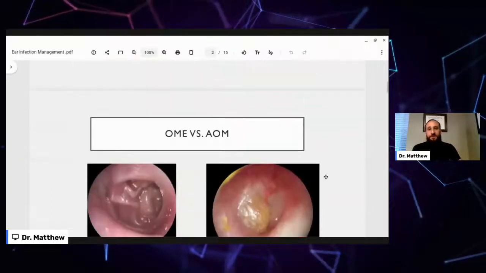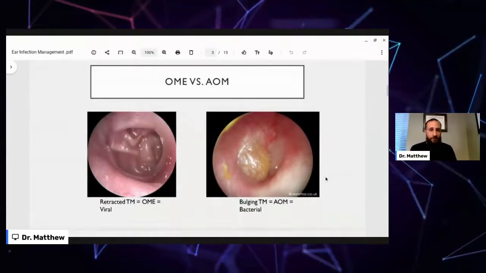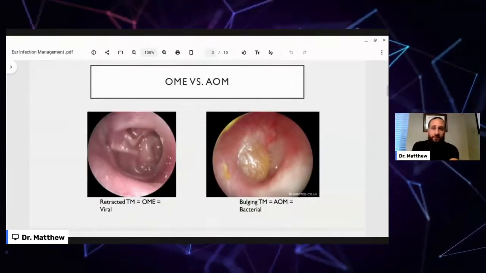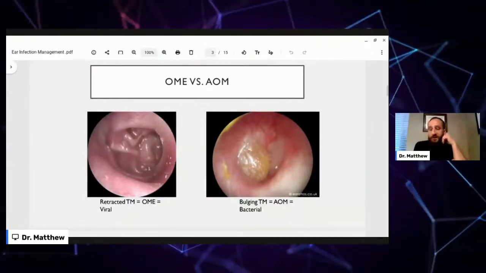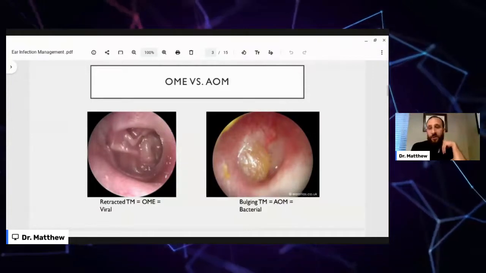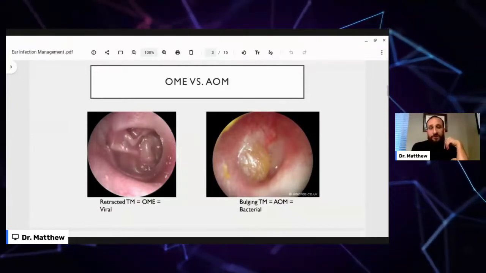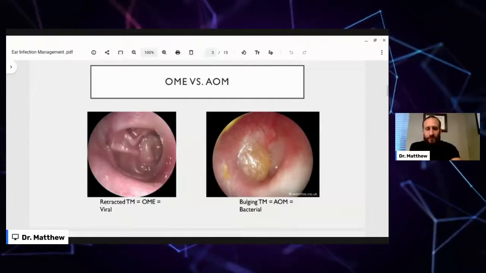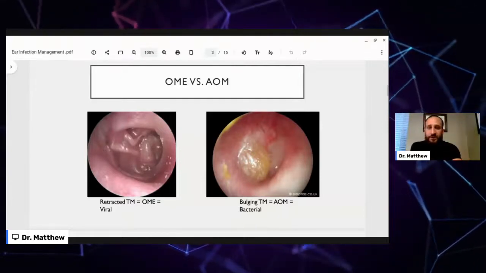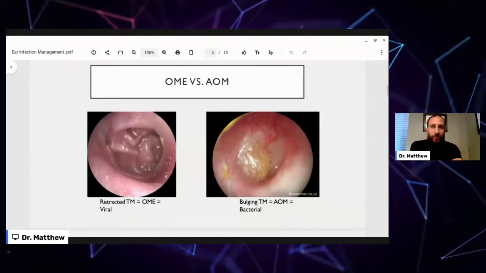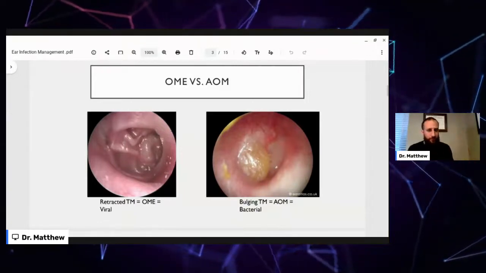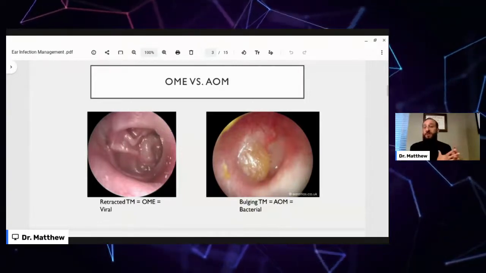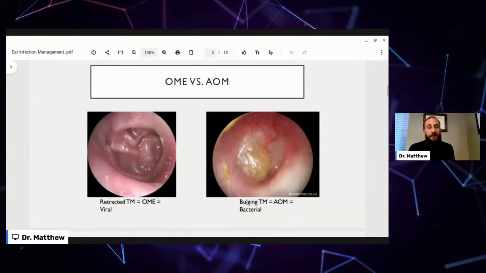So let's look at 2 images. On this left side, or my left side, is a retracted tympanic membrane. This is often a viral infection. This is otitis media with effusion. So again, you can see on the image, you can really see those bones too. The tympanic membrane is retracted, so you can see a lot of it.